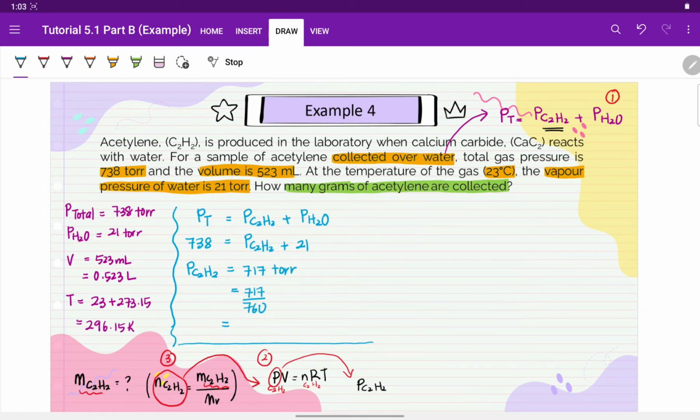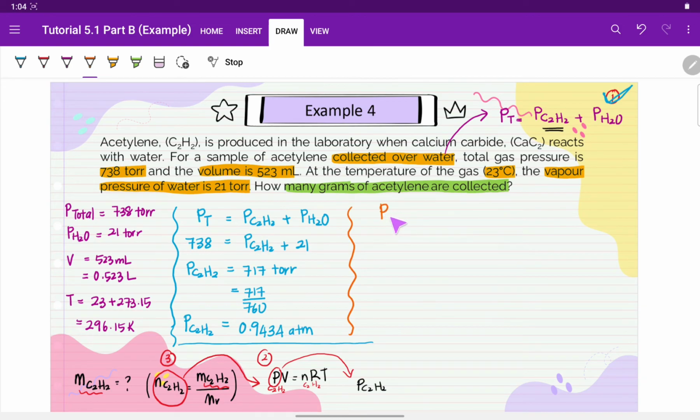Okay. Jadi, partial pressure of C2H2 in ATM adalah 0.9434 ATM. Okay. So, kita dah settle step yang pertama dekat sini. So, once we have finished the first step, okay, barulah kita akan proceed kepada step yang kedua kita. Okay, this one. Yang mana kita akan gunakan ideal gas equation.